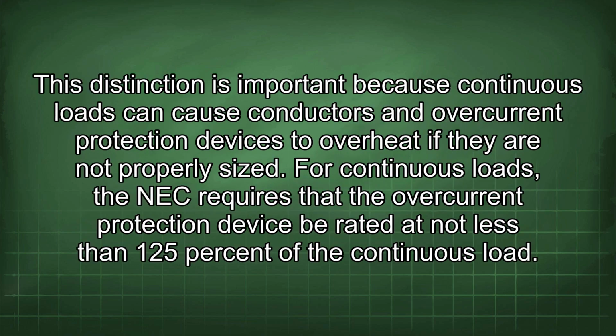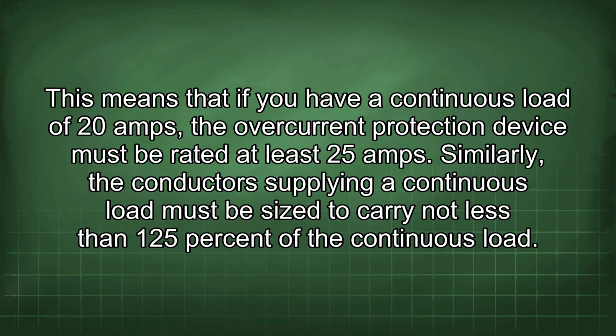This distinction is important because continuous loads can cause conductors and overcurrent protection devices to overheat if they are not properly sized. For continuous loads, the NEC requires that the overcurrent protection device be rated at not less than 125% of the continuous load. This means that if you have a continuous load of 20 amps, the overcurrent protection device must be rated at least 25 amps.